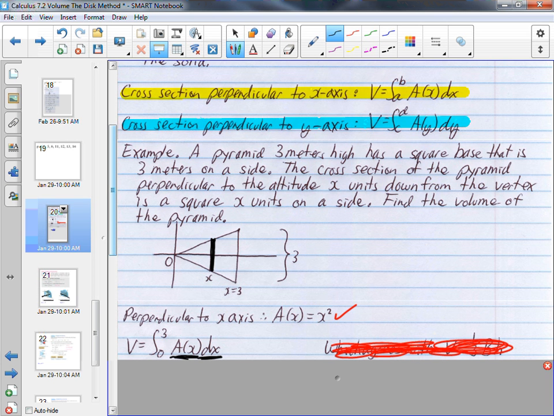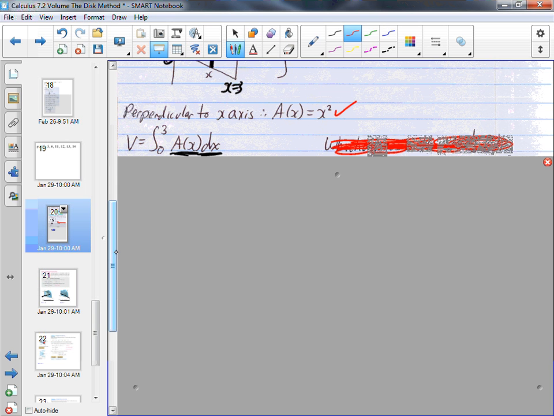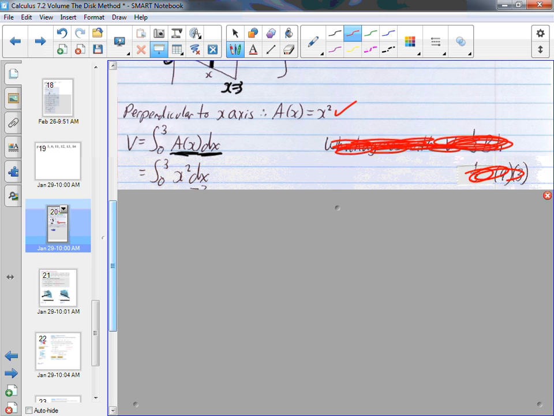Now, since I'm dealing with x's, the limits of integration have to be x coordinates. So I'll put the vertex of the pyramid at the origin, and then the base of the pyramid is down here at x equals 3. So the integral from 0 to 3. Make sense? All right. So that's the integral from 0 to 3 of x squared dx.